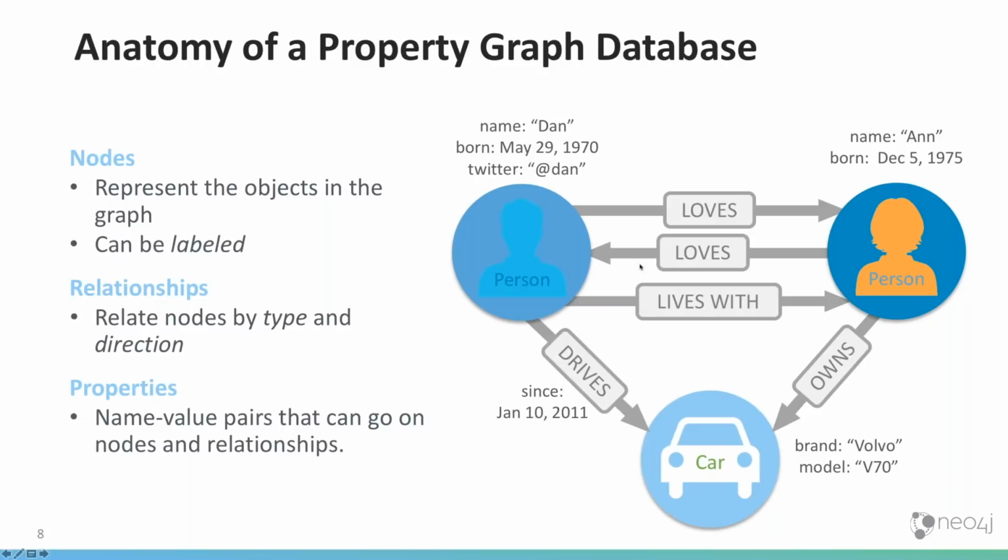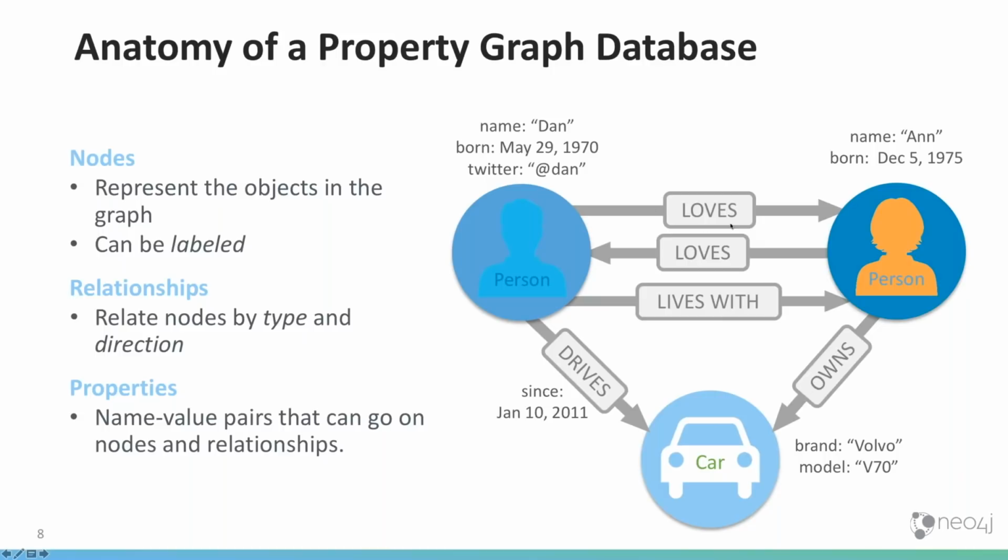Between them, we have relationships. So we can see here, this person loves this person here, and this person loves this person here. Relationships are always saved in the database with the direction. And you can see that with the arrows here. And each relationship can only have 1 label. So you couldn't have loves and lives with in the same relationship. That's why we have 2.